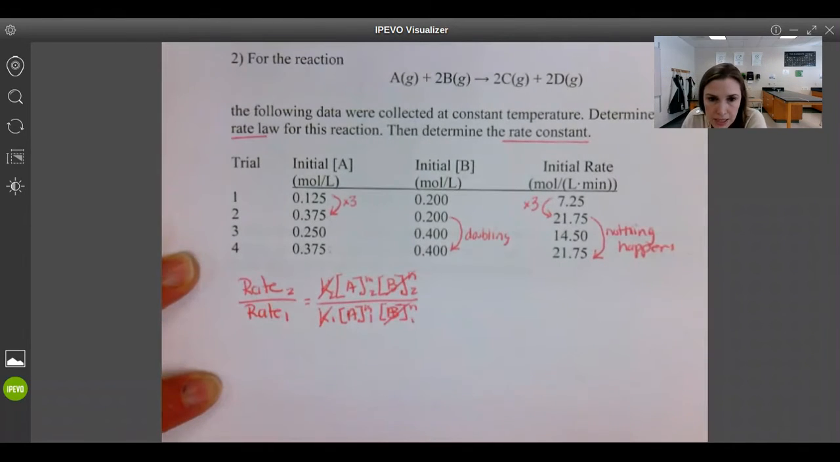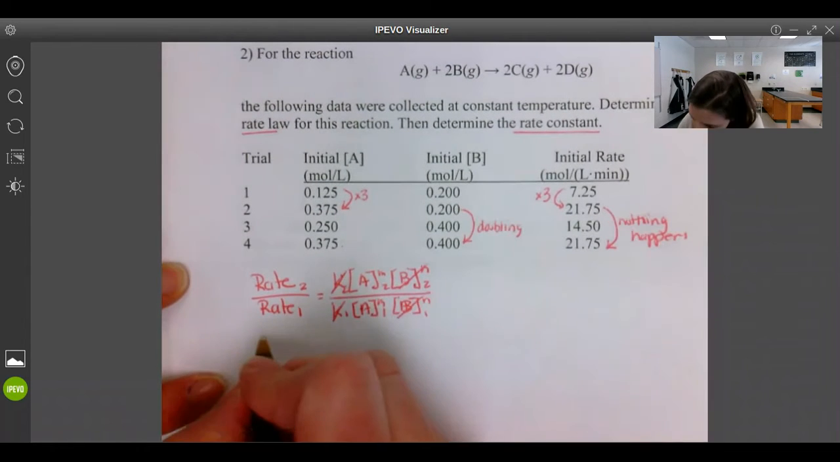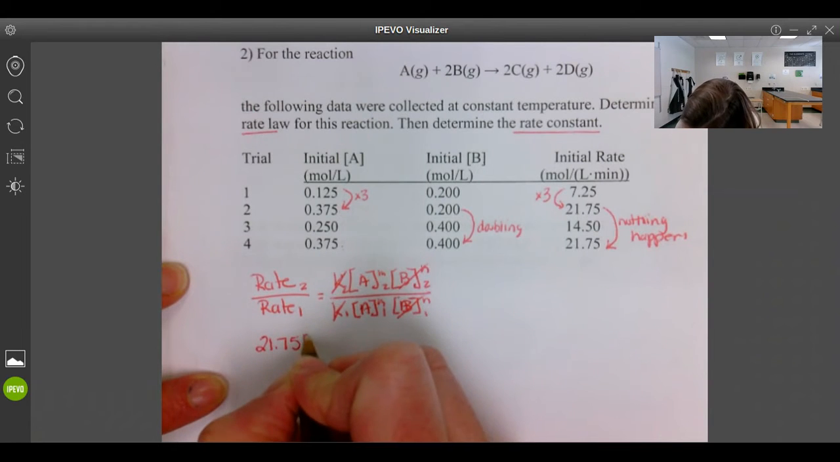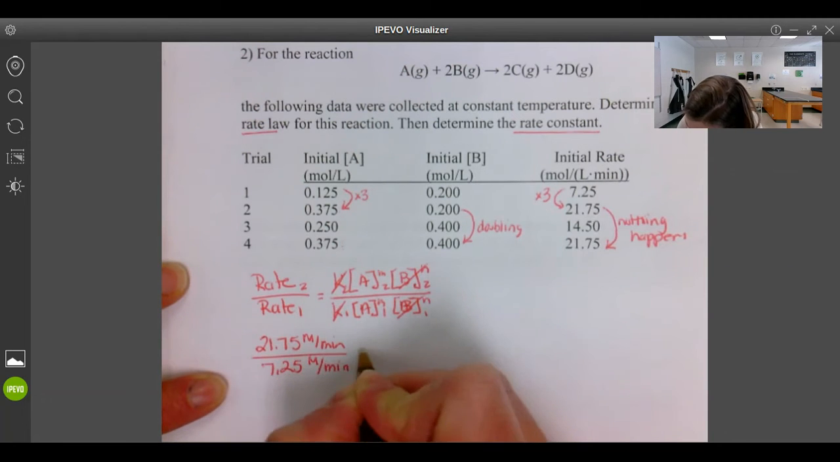So remember, the rate constant is going to be the same for each of these. The concentration of B stays the same. So I'm just using the concentrations of A and then my rates for those two. So my rate of number 2 was 21.75 molar per minute over 7.25 molar per minute.